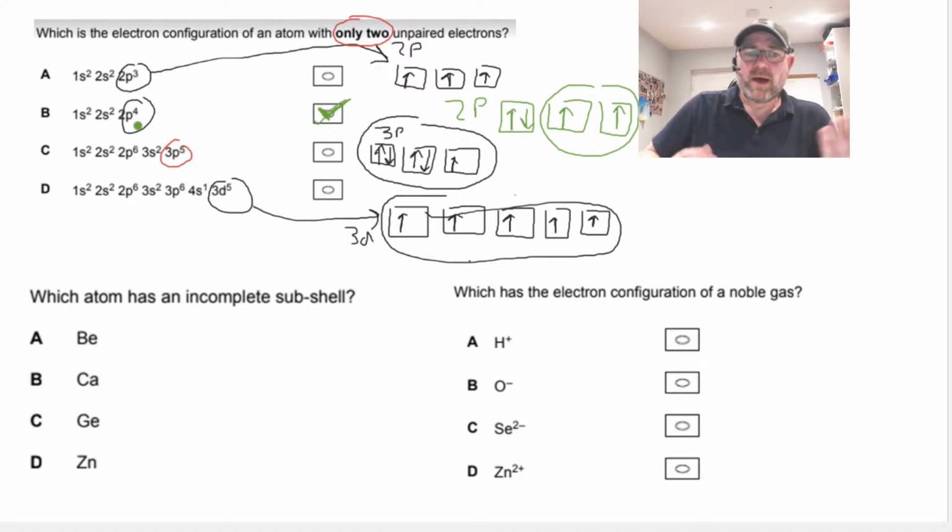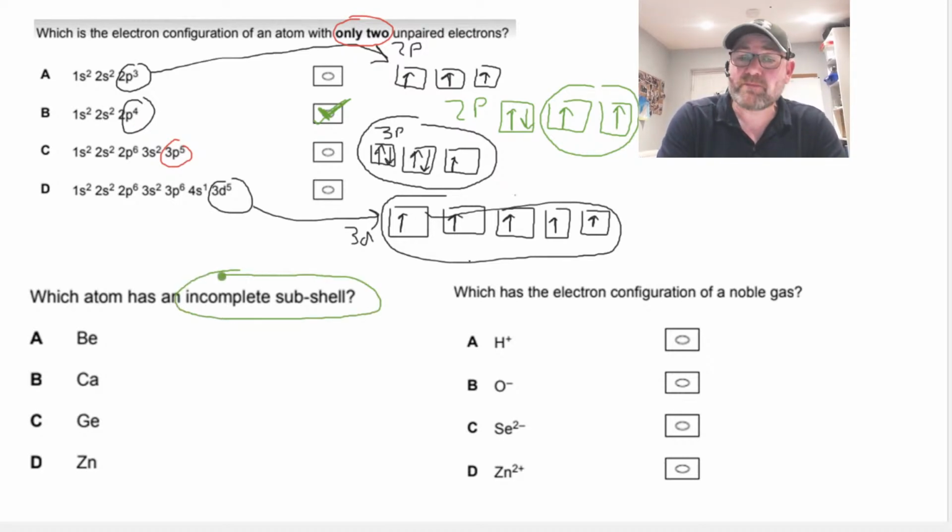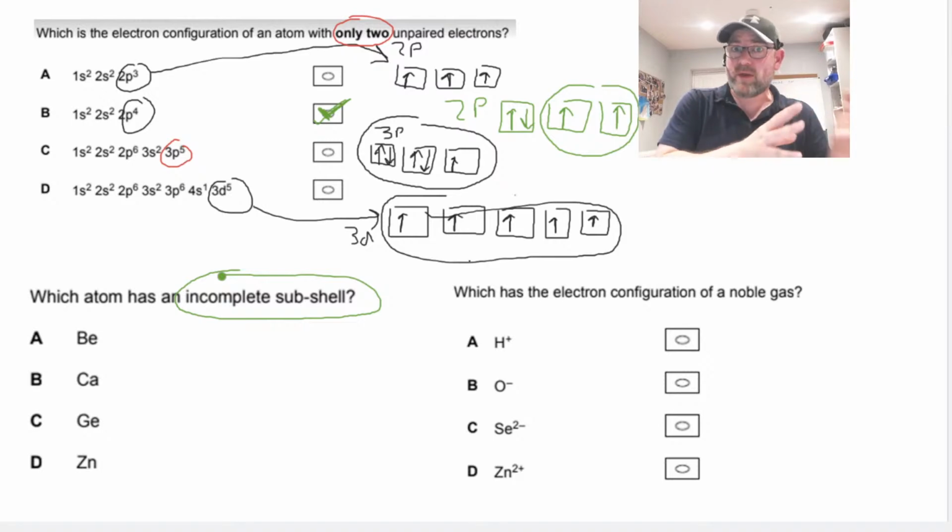Yeah. And then this one says, which one has an incomplete subshell? The subshells are the letters S, P, and D. In the first ring, you have an S. The second ring, you have an S and a P. The third ring, you have an S and a P and a D. So with each level, they add another subshell, like a mini shell within a shell.